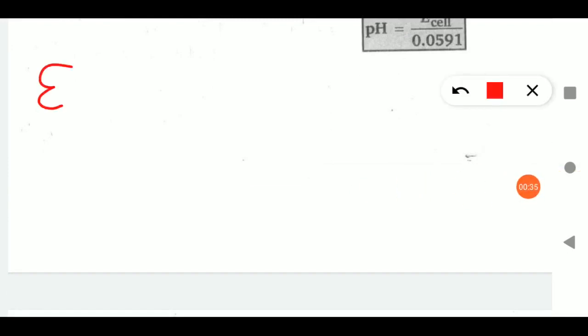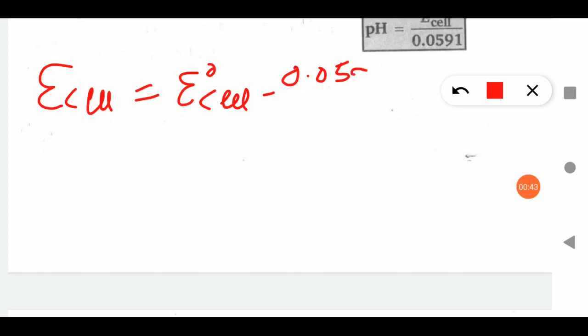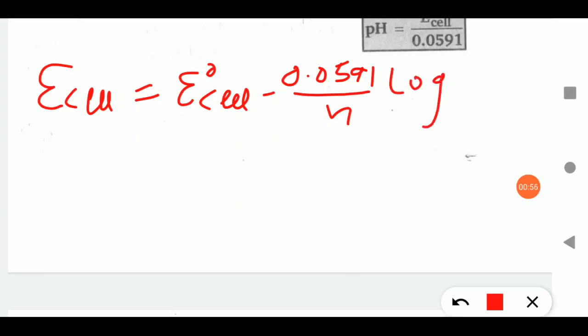Last time I told you E cell is equal to E naught cell minus 0.0591 upon n log of concentration of product upon concentration of reactant.